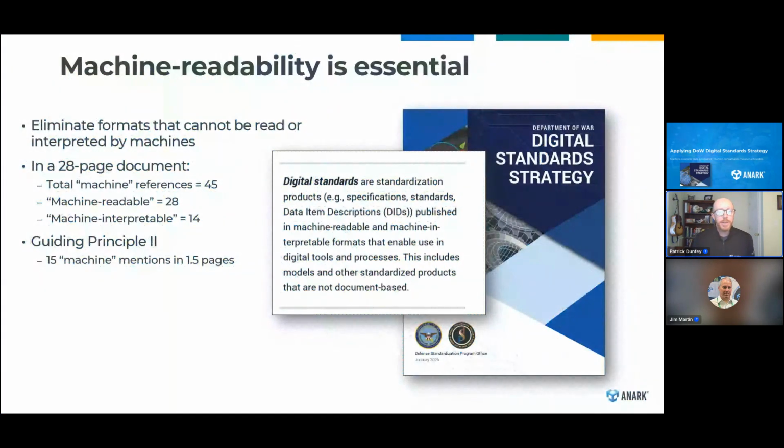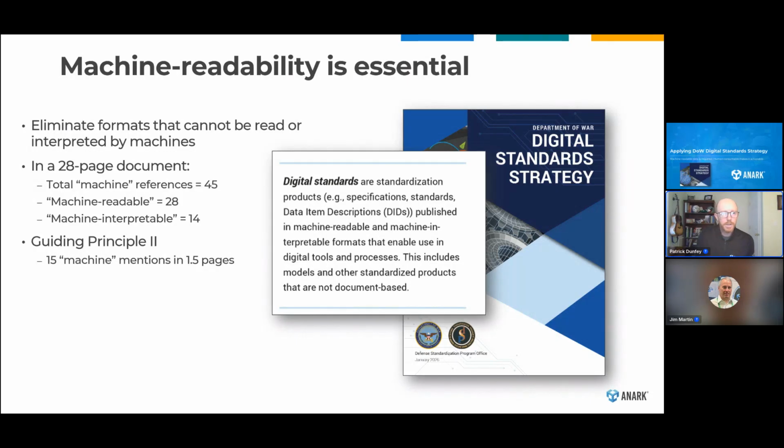With machine readability, that is by far and away the most essential part of this strategy for digital standards in the DoW. And that is because a lot of content, a lot of digital engineering data is traditionally paper-based, file-based, in other formats that are not machine readable. And therefore, right away, that slows the entire innovation process.